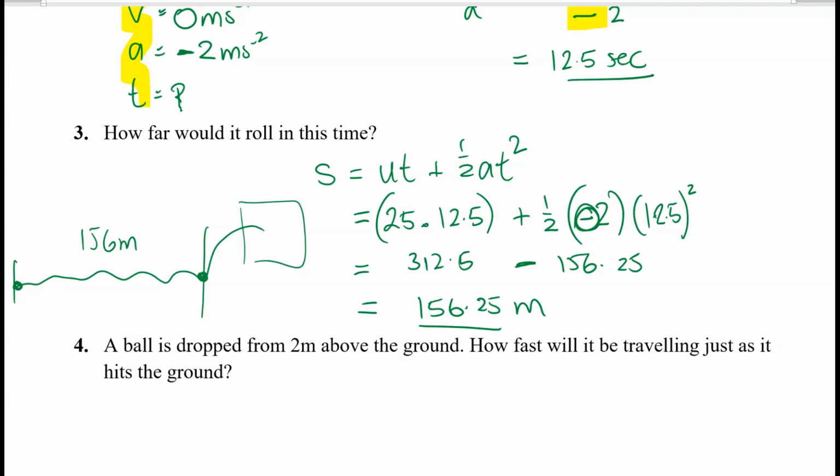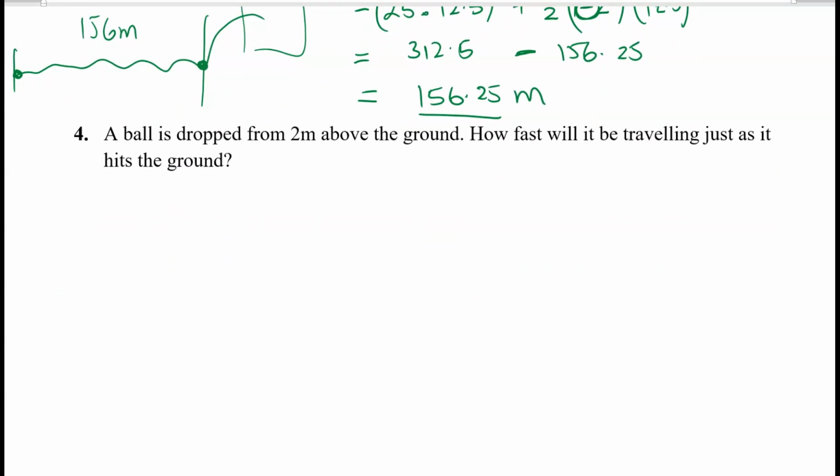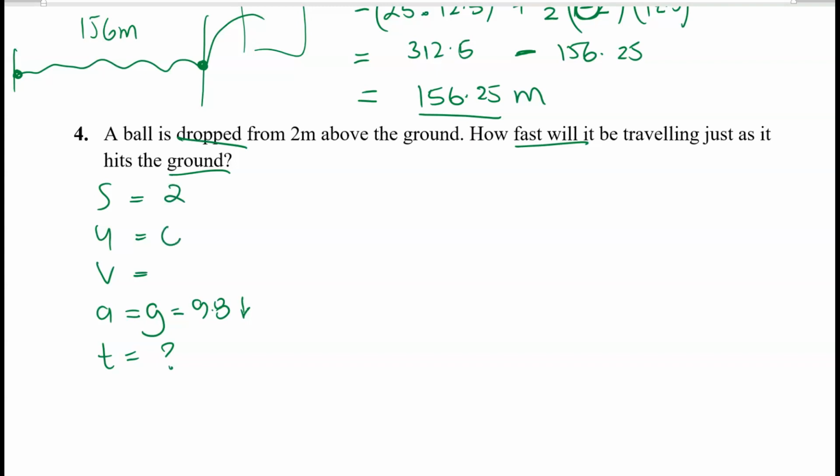Obviously, all right. Now, let's have a look at example 4, because it's about a ball being dropped from the ground. And straight away, our acceleration is negative, and it's 9.8 downwards. The question is asking you, how fast will it travel just as it hits the ground? Okay. It's 2 meters above the ground. We drop it from stationary, and we want to find its final velocity.